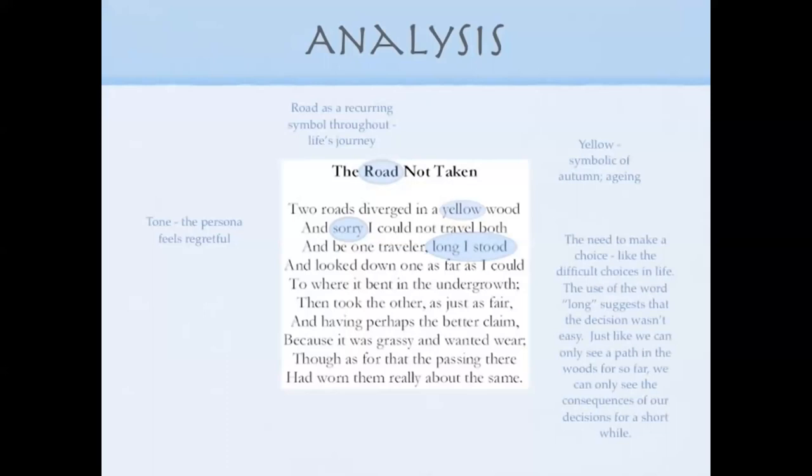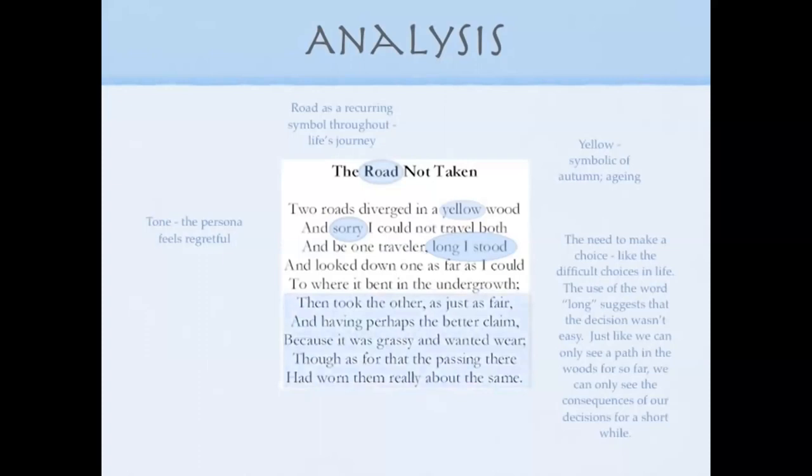And then the poet says, and looked down one as far as I could, just like we can only see one path in the woods, okay? Because if you're literally thinking about the woods, sometimes the path curves and the branches and the trees, you know, obscure the view. Sometimes we can't see the consequences of our decisions. So we make decisions rashly, and then sometimes we can regret them.